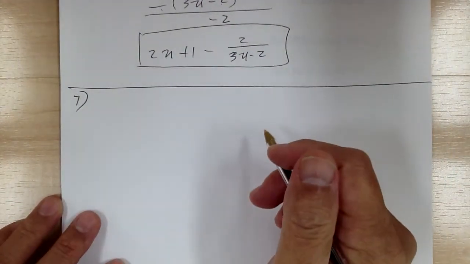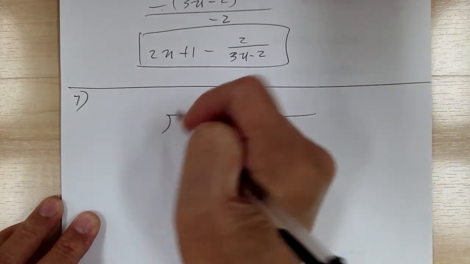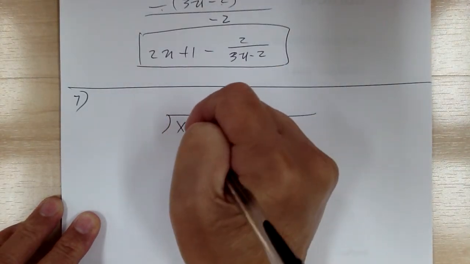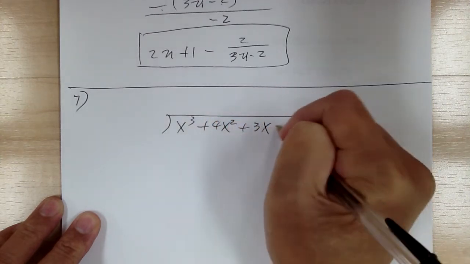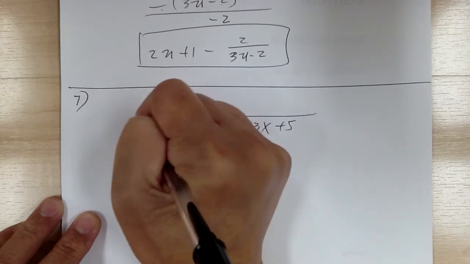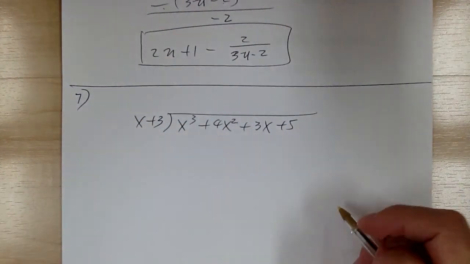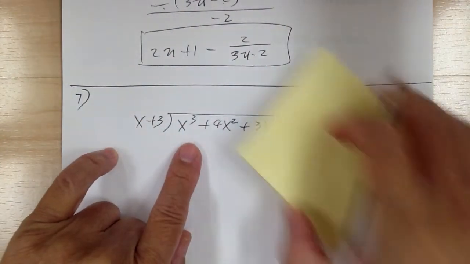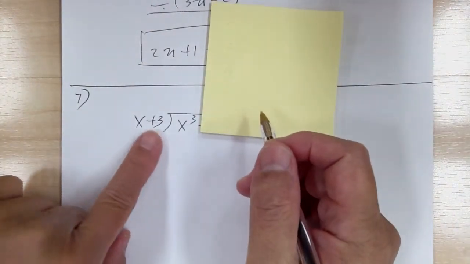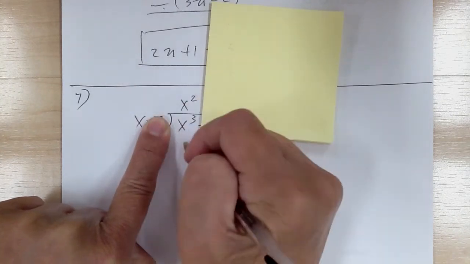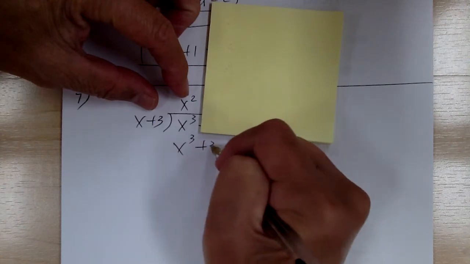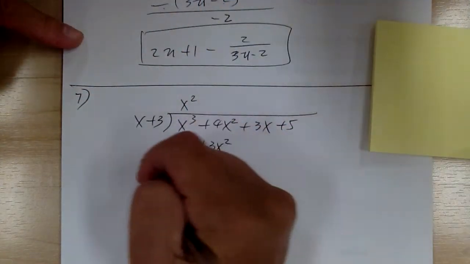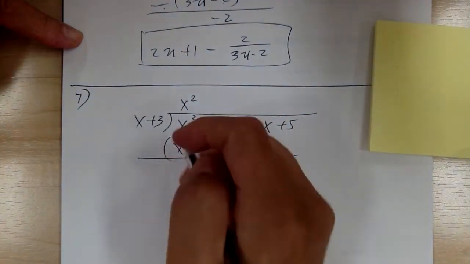Okay, number 7. You can copy the problem. You've got x to the 3 plus 4x squared plus 3x plus 5, divided by x plus 3. Again, look at the first term and cover the rest up. x times x squared will give you x cubed, so that's what you need. So x cubed plus 3x squared. Draw the line, and you can put parentheses.